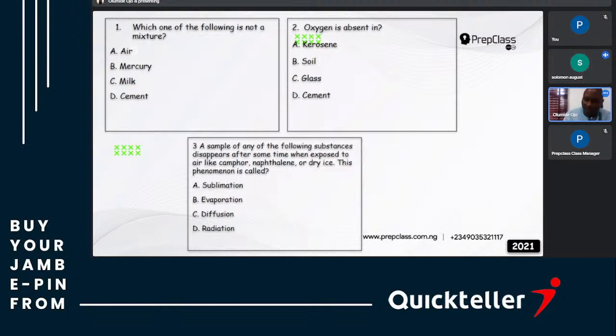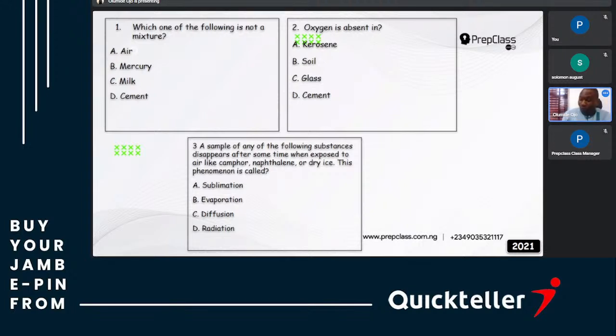Sorry, am I to answer the question? Yes. I think the answer should be mercury, because mercury is an element, while air is a mixture, milk is a mixture, and cement is too. Good, correct. So the answer is mercury, because mercury is an element, while air, milk, and cement are mixtures. Very, very correct. Good of you.